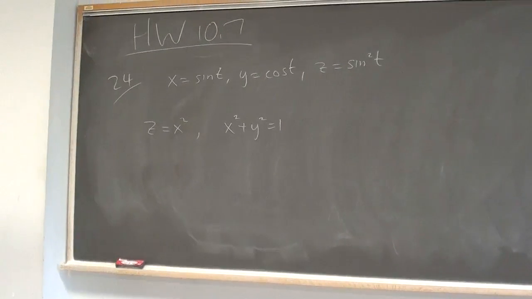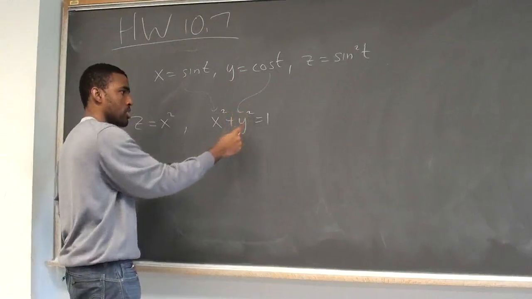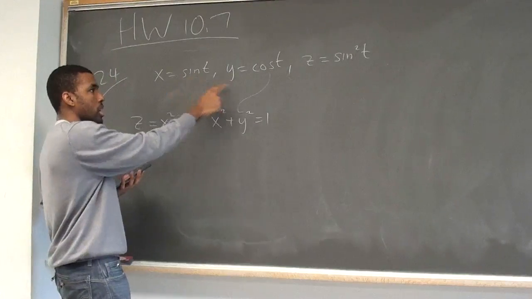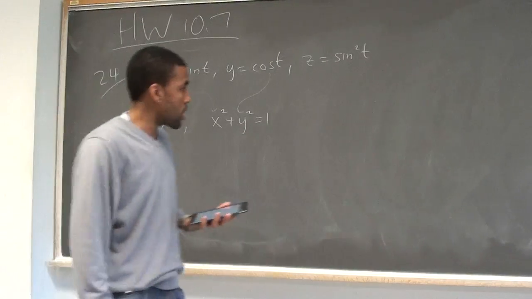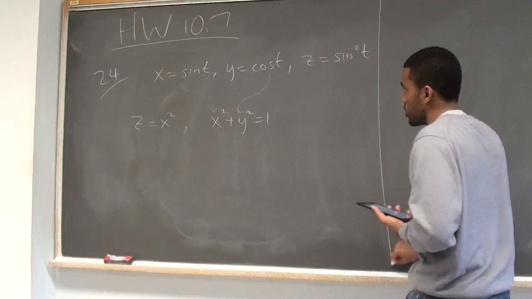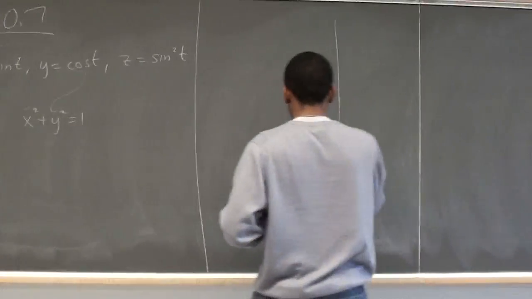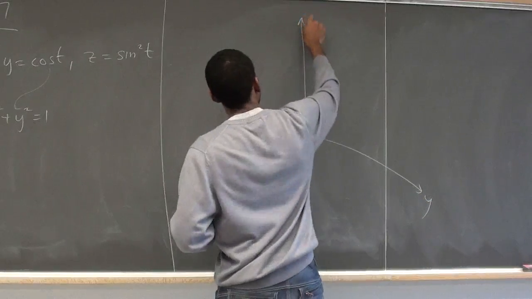Basically, you just plug them in, right? If you plug in x here and y here, you actually get 1, so that checks out. And obviously, if x is sine, then sine squared is x squared, so that checks out. The second part is probably the problem, where it says use this fact to sketch the curve. So that's probably where you have trouble.